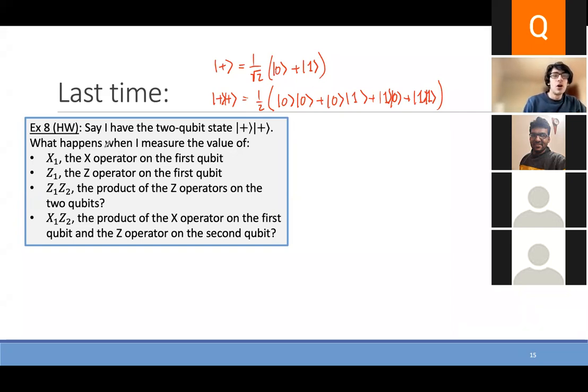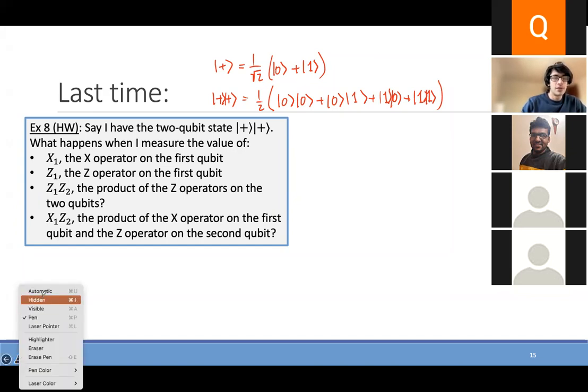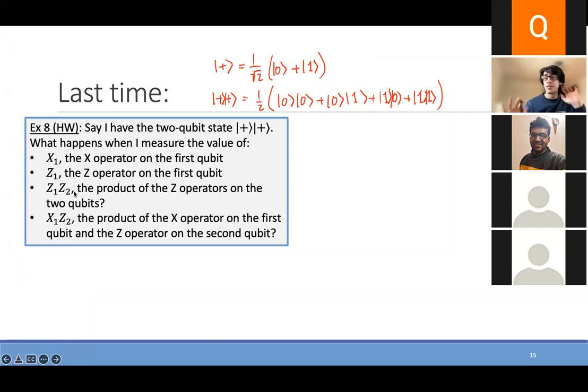Okay, so the questions I asked were, first, what happens when we measure the X operator on the first qubit? Second, what happens when we measure the Z operator on the first qubit? Third, what happens if I measure the operator Z1 Z2? And Z1 Z2, it's not like I measure the first qubit in Z and then I measure the second qubit in Z. It's that I measure Z1 Z2. And similarly, what happens if I measure X1 Z2?